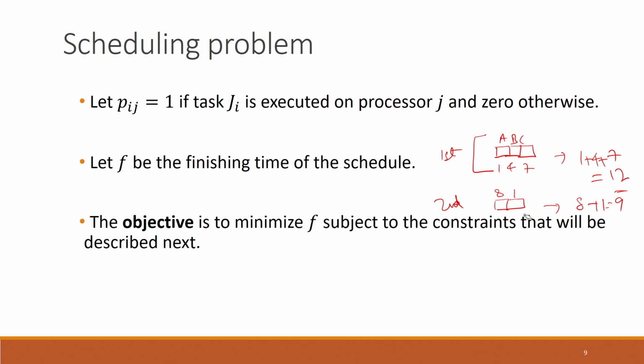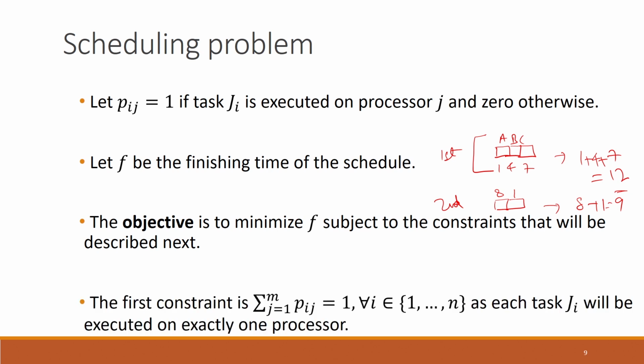So, the objective is, as I mentioned, to minimize the finishing time of the schedule subject to the constraints that will be described next. The first constraint is that summation Pij is equal to 1 for all i in 1 to n. What this constraint is saying is that every task Ji should be processed on exactly one processor. That is why there is a sum which goes from j equal to 1 to m.